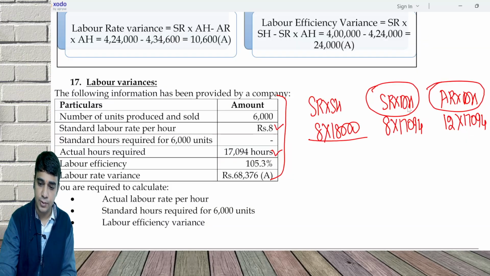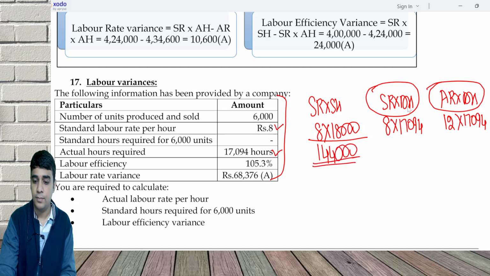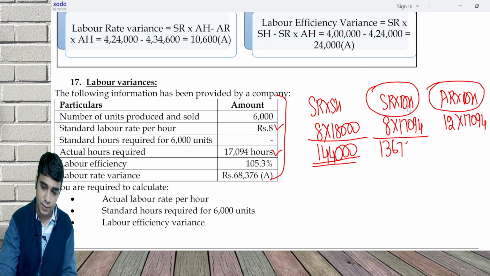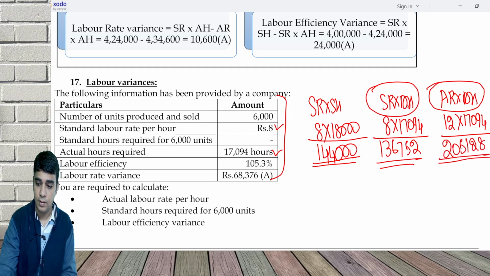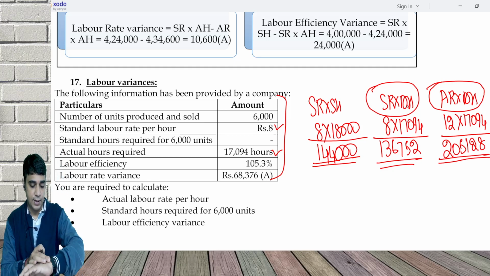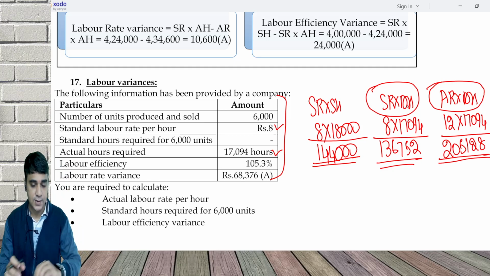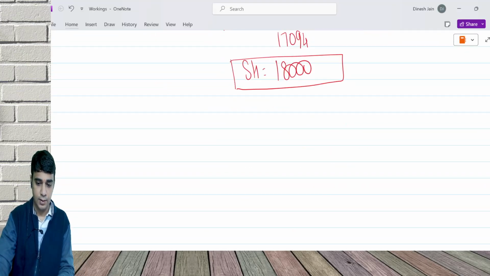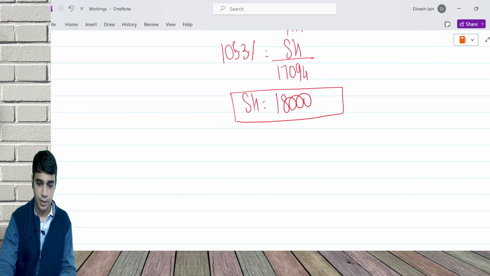First column, 8 into 18,000, how much? Second one, 1,36,000. Next, the solution. Let's come to the requirements of the question. These are reverse working kind of questions.